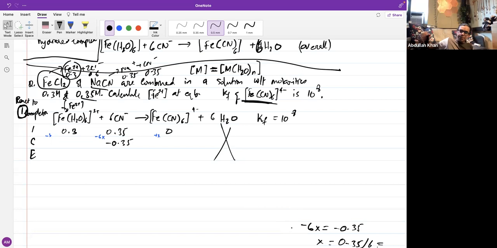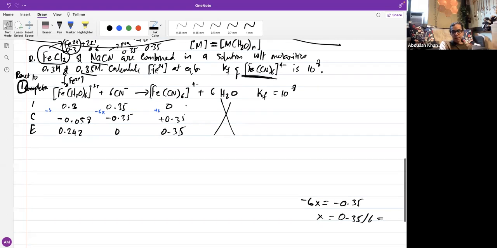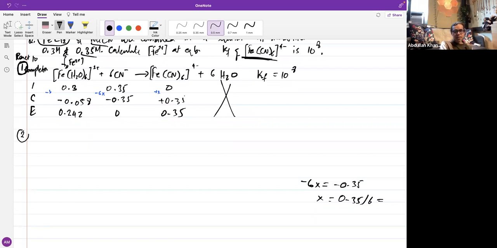Let me use my calculator. 0.35 divided by 6 is 0.058. That's okay. That will not result in a negative value. So it seems like we've chosen the right limiting reactant. Let me calculate the difference. 0.3 minus 0.058. So that's 0.242. This is 0, and this is plus x, so plus 0.35, which is 0.35. Great, we have reacted this to completion. That's step 1. Step 2 of the ice table is pretty straightforward. Flip, and that's your new ice table. So reactants become products, products become reactants.